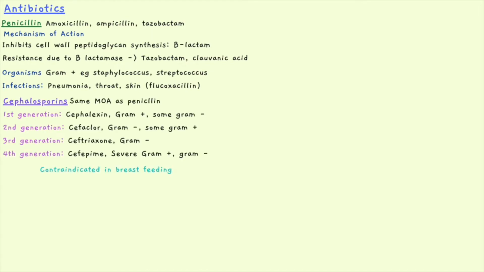The next class is cephalosporins, and they have the same mechanism of action as penicillin. There are different generations that are highlighted here. It is important to consider how it's evolved, with first generations primarily targeting gram-positive and some gram-negative bacteria. Second generation having a greater impact on gram-negative and some gram-positive. Third generation focuses on gram-negative, and fourth generation can be used in severe infections. You must note that this class is contraindicated in breastfeeding.